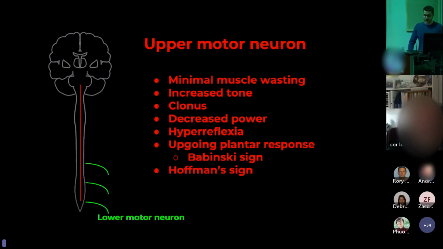We have absence of muscle wasting, increased tone, so it's important to take a patient's limb through range of motion, clonus, decreased power, hyperreflexia, an upgoing plantar response known as the Babinski sign, as well as the Hoffman sign. Lower motor neuron findings can be recalled as they are more or less the opposite, except for power testing. I think the majority of these findings should be quite familiar to most people, except the Hoffman sign.